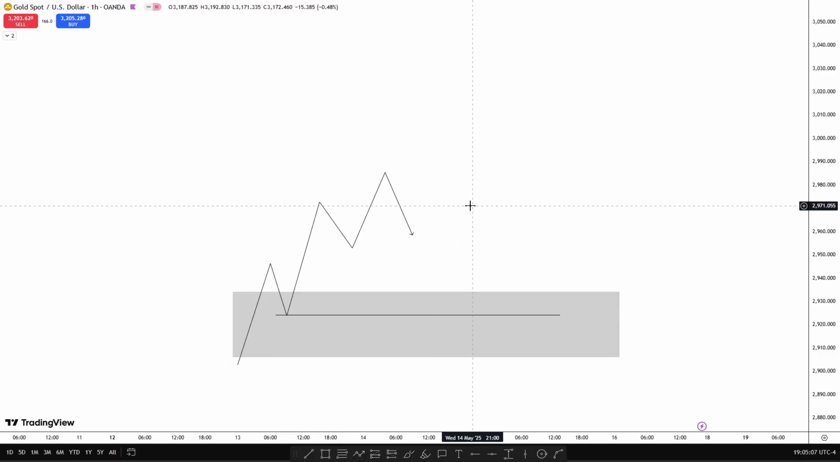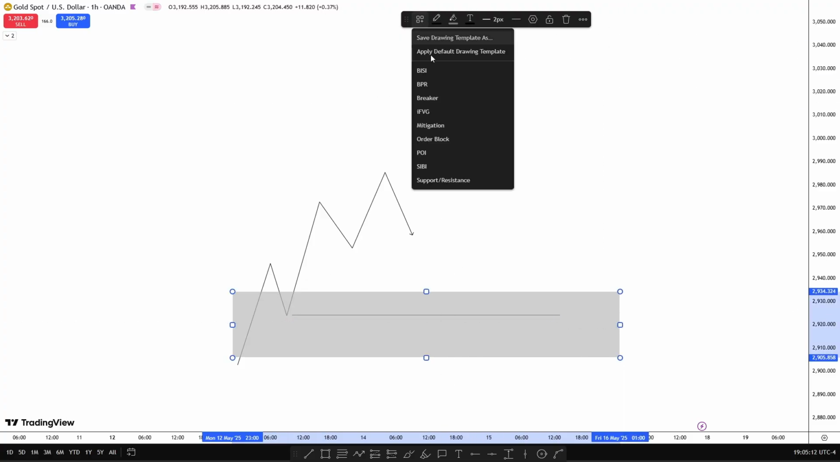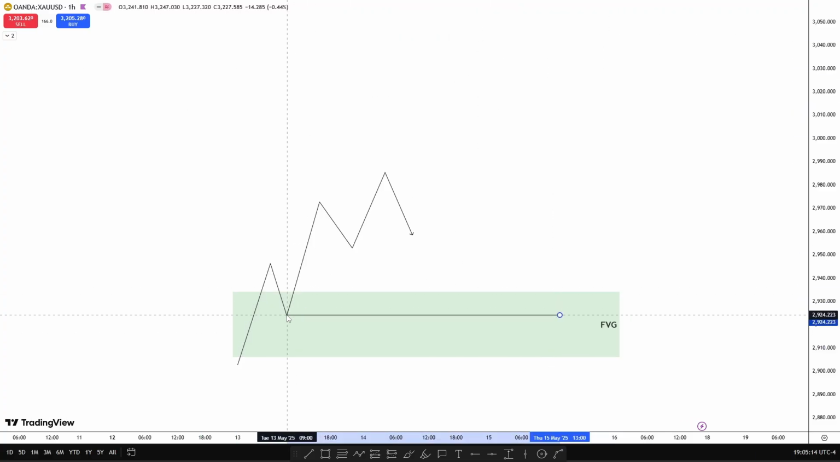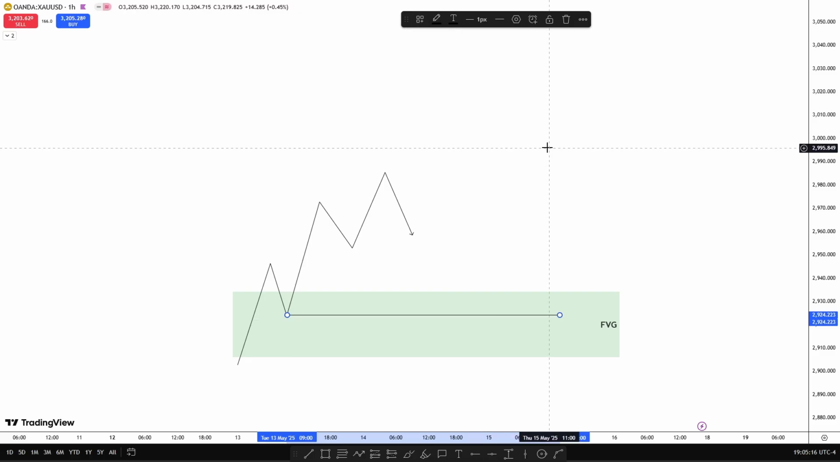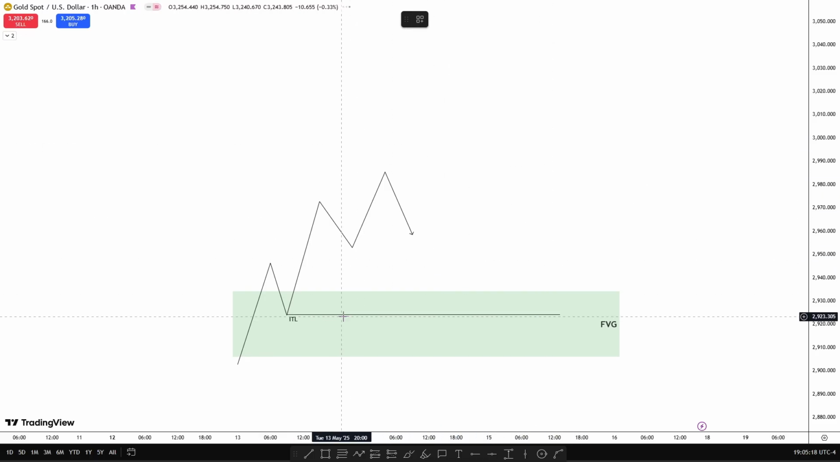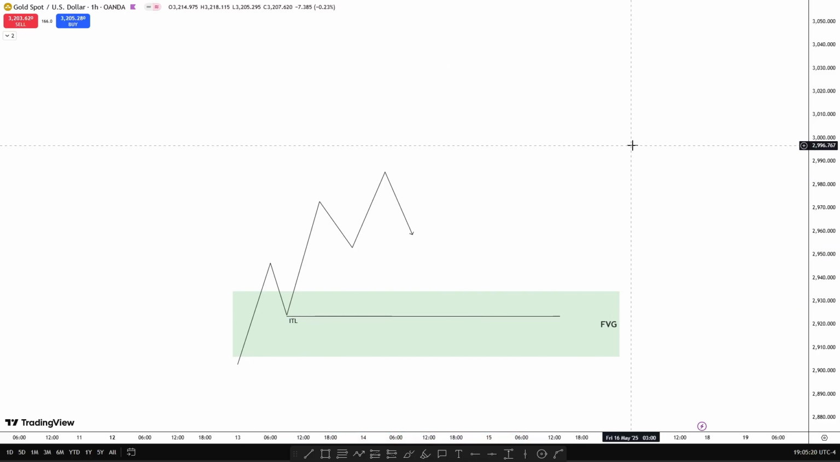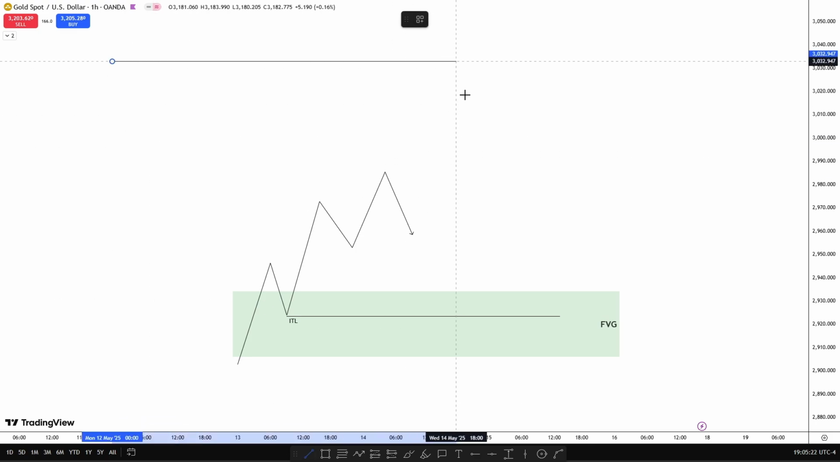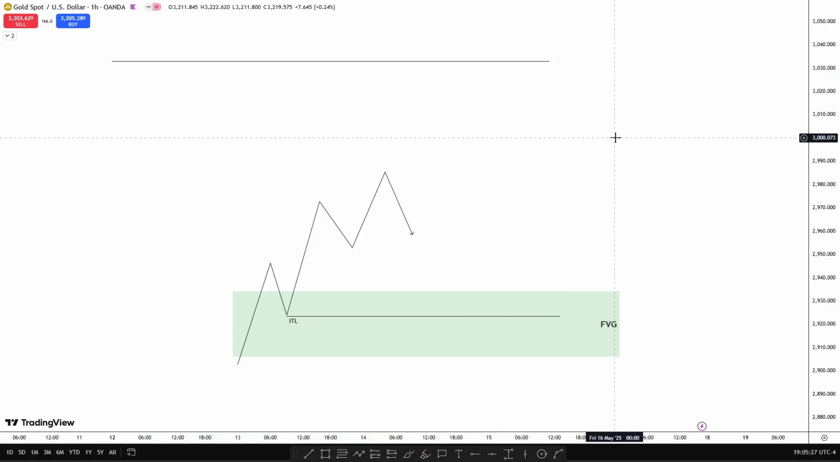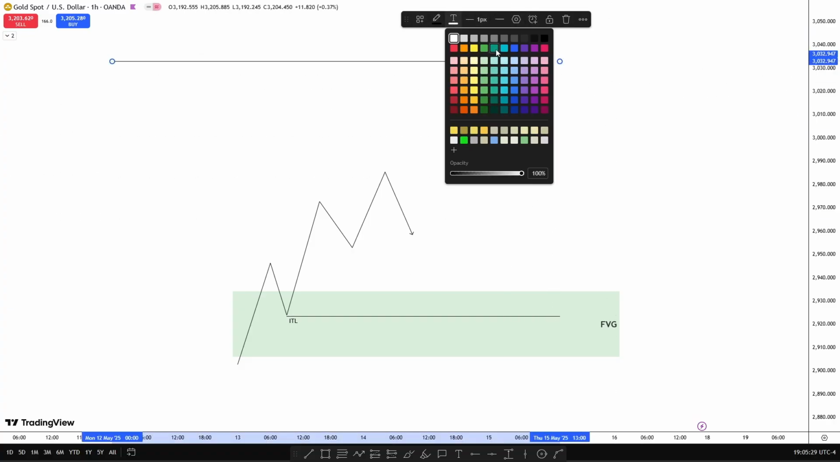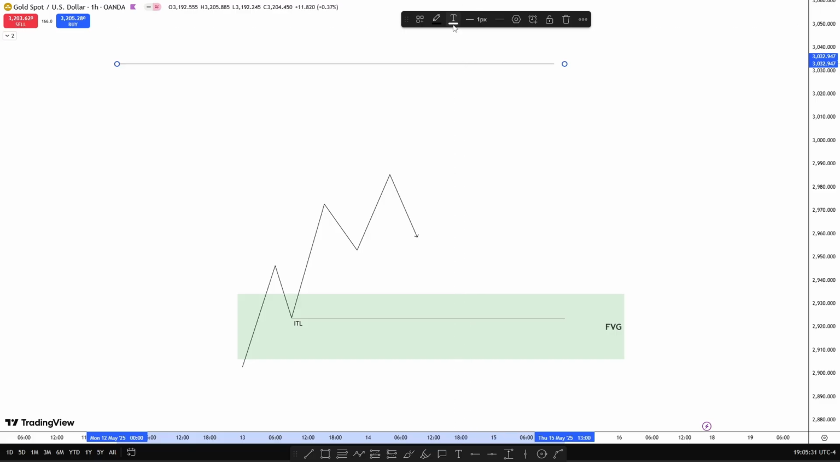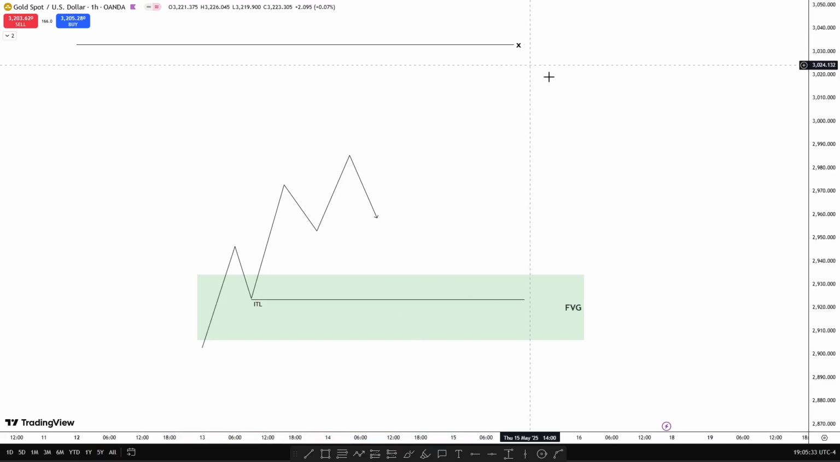Okay, so right here I've drawn out a bit of market structure. So we have a bullish fair value gap right here, and we have an intermediate term low, a low resting inside of a fair value gap. So what I'd be looking for, we've got some higher time frame liquidity resting up here. This is going to be my target.